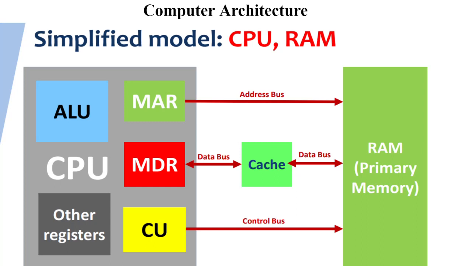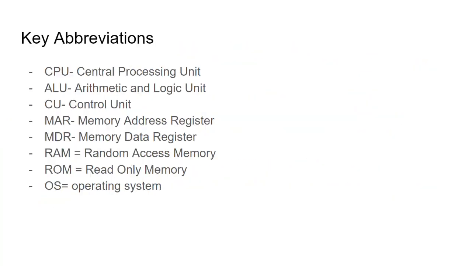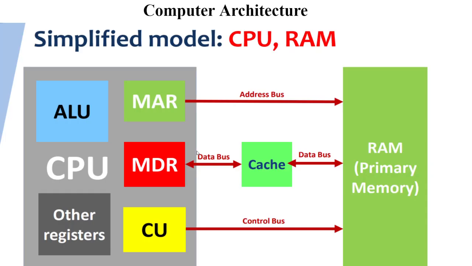To the right is RAM, or the primary memory, random access memory. RAM is random access memory. Usually, if it's not stated and it's just stated memory, memory will refer to RAM.